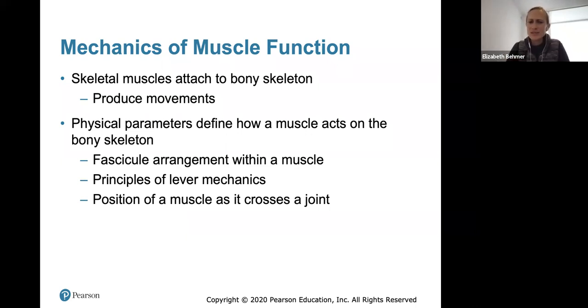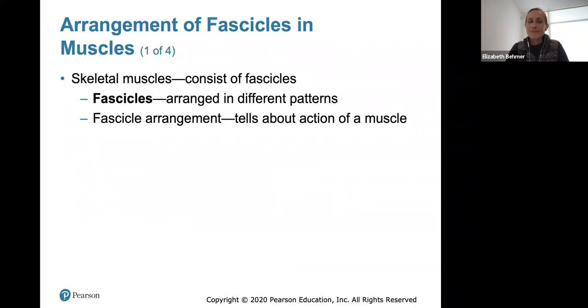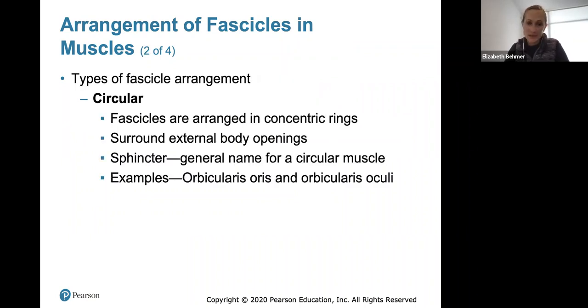So your skeletal muscles are attached to the bony skeleton to produce movements, and the physical parameters define how a muscle will act on the bony skeleton: the fascicular arrangement within the muscle, the principles of lever mechanics, and the position of a muscle as it crosses a joint. So your skeletal muscles consist of fascicles, which are arranged in different patterns, and the fascicle arrangement tells us a lot about the action of a muscle.